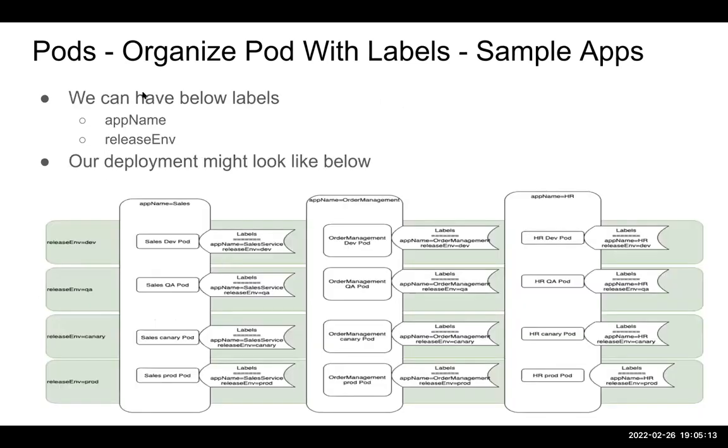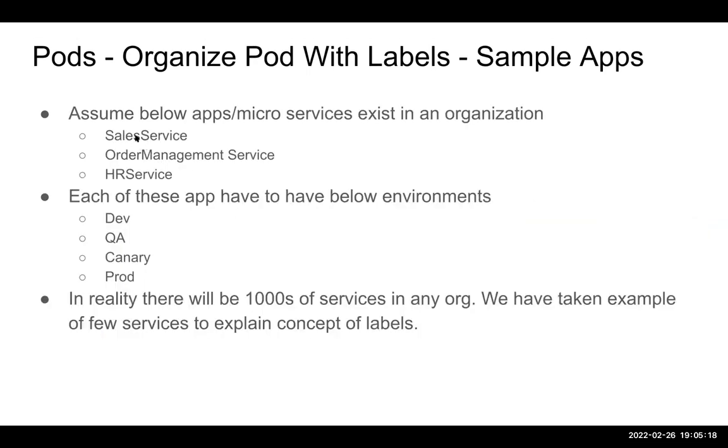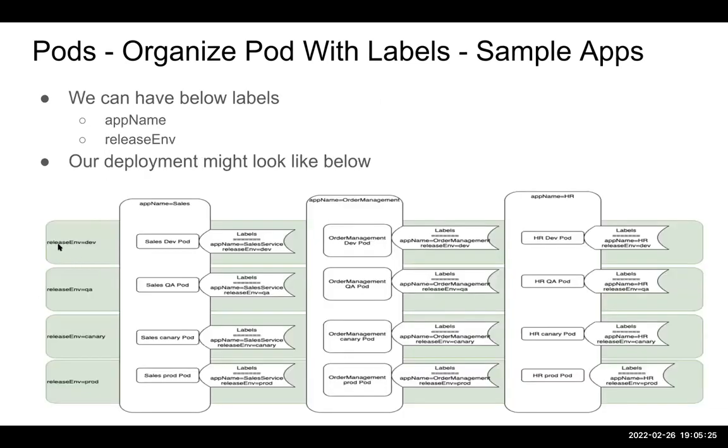Coming back to this diagram, let's say I want to assign two labels: app name and release environment. App name represents this, release environment represents this. So how will it look? For release environment dev, you have app sales, app order management, and app HR. So how will the sales dev pod look? The sales dev pod will have labels: app name equal to sales service, and release environment equal to dev. Same for sales in QA: app name is sales service, release environment is equal to QA, and so on.